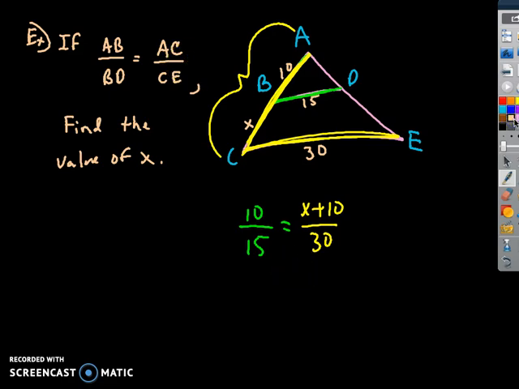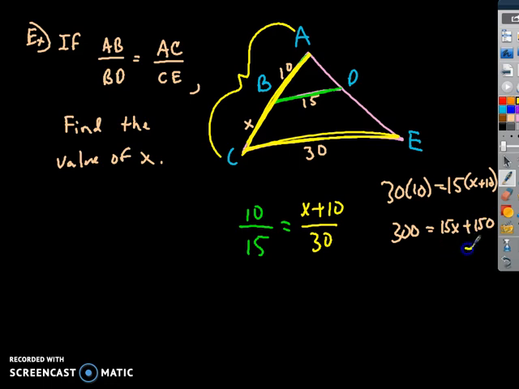So that's just a cross multiplication question that we've been doing for a while now. So I'm going to multiply 10 times 30. So it should be 30 times 10, after I multiply here, equals 15 times X plus 10. Alright, so this is 300 equals 15x plus 150.